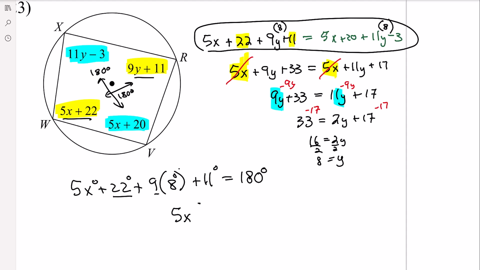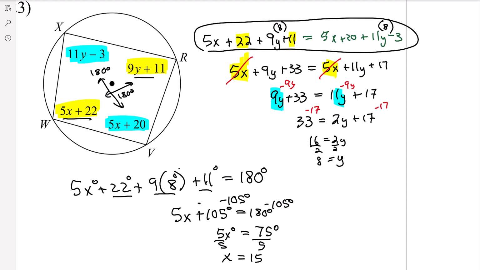All right. So, we only have an x left. So then you're going to add up all of this stuff. So we have 22 plus 9 times 8 plus 11, that's 105. And you're going to subtract 105 from both sides. So 5x is equal, looks like 75. And then divide both sides by 5. And then that x should equal 15.